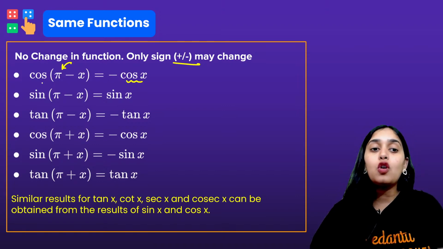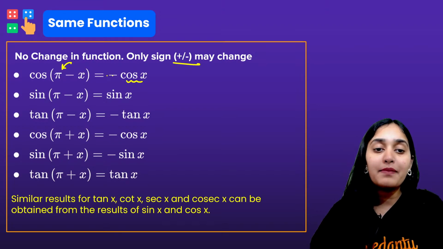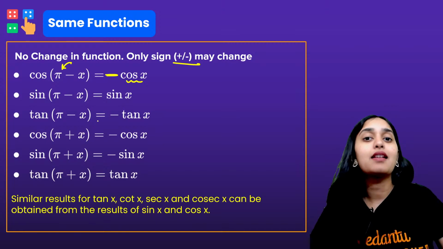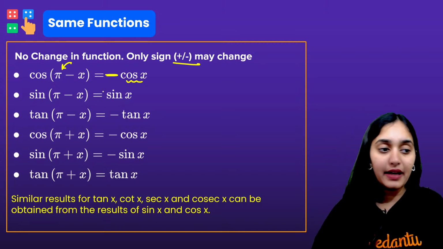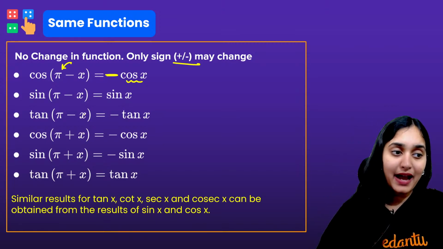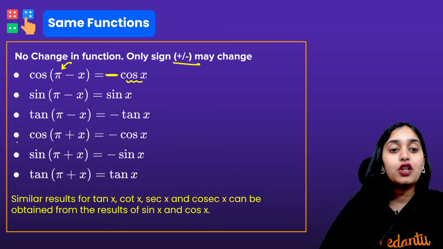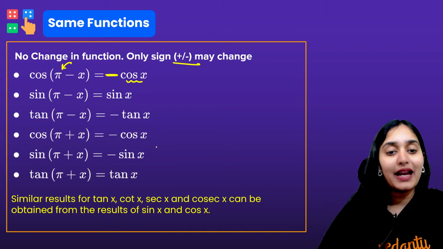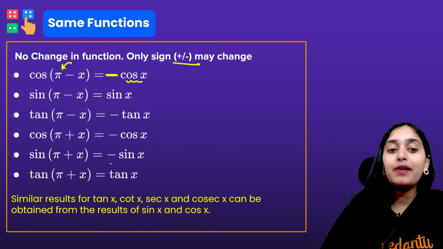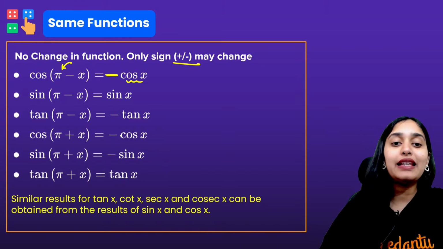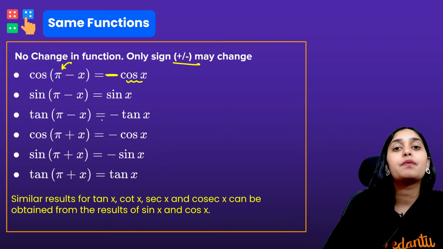So cos pi minus x becomes minus cos x. Sin pi minus x remains sin x. Tan pi minus x becomes minus tan x. Cos pi plus x is minus cos x. Sin pi plus x is minus sin x. Tan pi plus x is tan x. So these are the basic rules here.